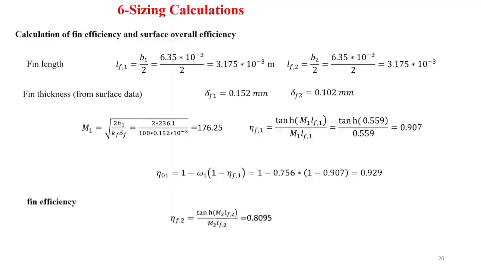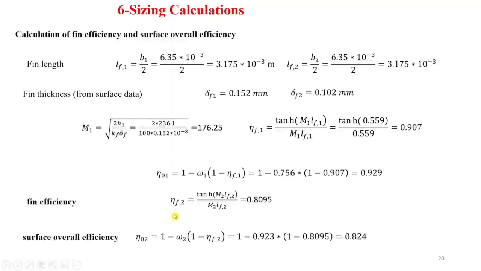You do the same thing for fin 2, exactly the same procedure to find the fin efficiency for side 2, and from which you can also find the overall surface efficiency, which is 0.824.